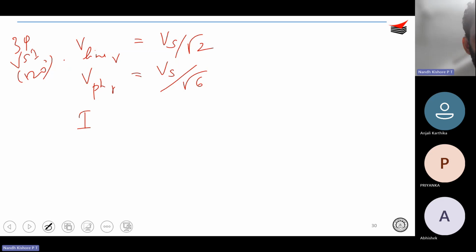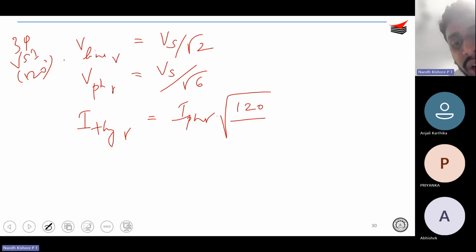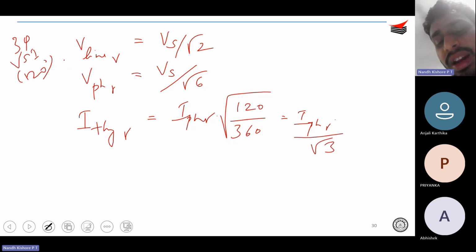Then you will see that the thyristor RMS current will be I phase RMS into root over T on by T. So 120 divided by 360, so I phase RMS into I phase RMS by root 3. This is your thyristor RMS current. In 180 degree, you saw it was I phase RMS by root 2. In 120 degree, it is I phase RMS by root 3.